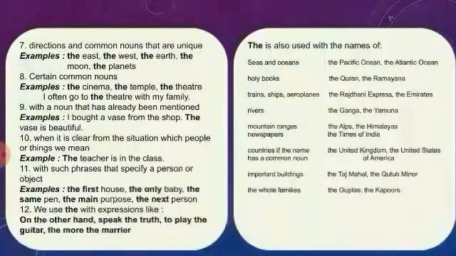Now in the second picture, the is also used with the names of seas and oceans, the Pacific Ocean, the Atlantic Ocean; holy books, the Quran, the Ramayana; trains, ships, aeroplanes, the Rajdhani Express, the Emirates; rivers, the Ganga, the Yamuna; mountain ranges, newspapers, the Alps, the Himalayas, the Times of India. Countries, if the name has a common noun, the United Kingdom, the United States of America. Important buildings, the Taj Mahal, the Qutub Minar. The whole families, the Guptas, the Kapoors.